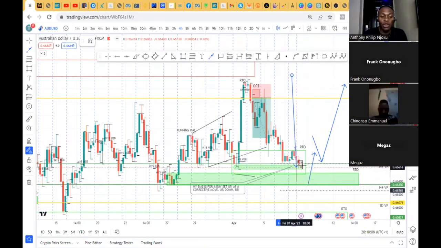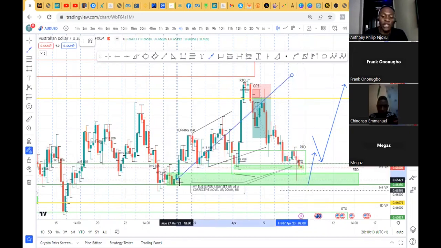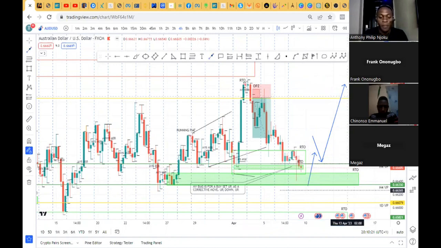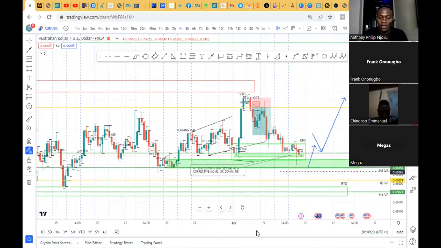If it doesn't go up from this point, we expect it to extend further into this H4 validation point before we get the up, down, up push to go into this daily validation point. That is what I see for AUD/USD.